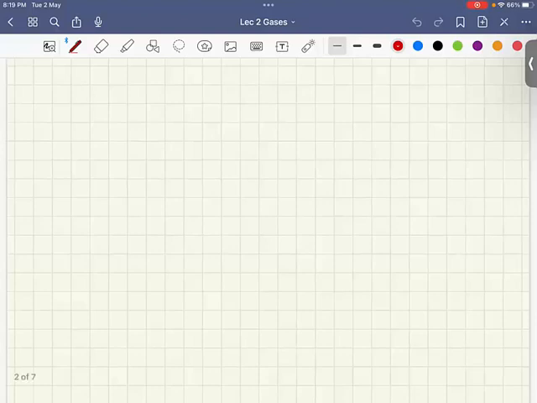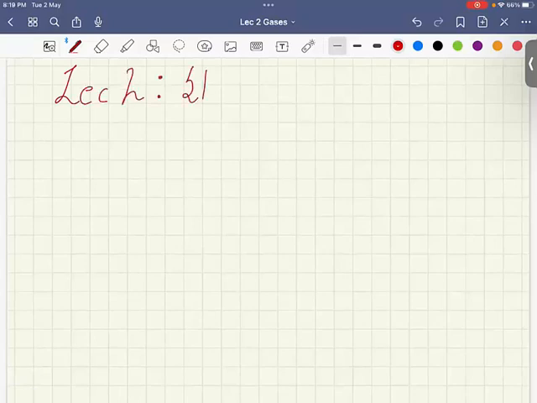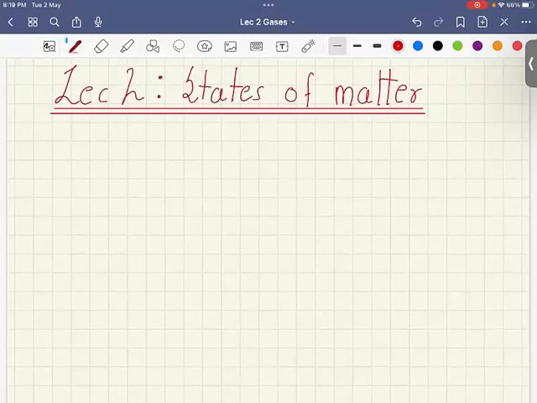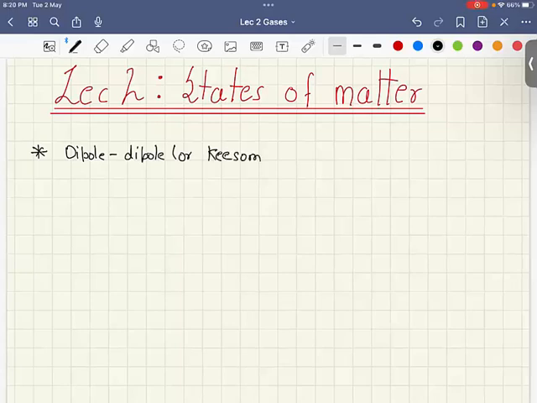Let us write this down. This is lecture 2, states of matter. The first topic we are going to see is dipole-dipole forces. These are also called Keesom forces. These types of forces occur in molecules which have permanent electric dipoles, such as HCl or NH3.